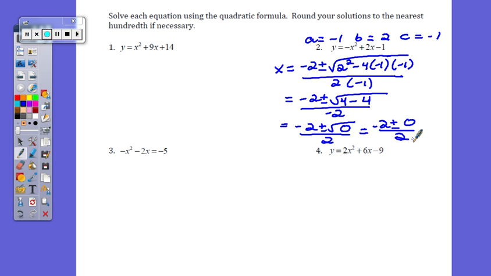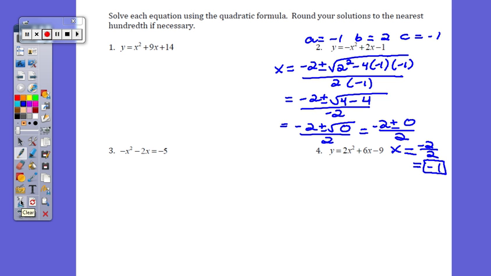Again, I want to find my two answers, but what we notice here is that whether we do negative 2 plus 0 or negative 2 minus 0, we're going to get the same thing. So we just have negative 2 divided by 2, and that gives me negative 1. In this case, my only root, my only x-intercept, is negative 1. Again, we're going to talk about what that means and why we know that there's only one answer when we get 0 underneath the square root. That has to do with the whole discriminant thing.